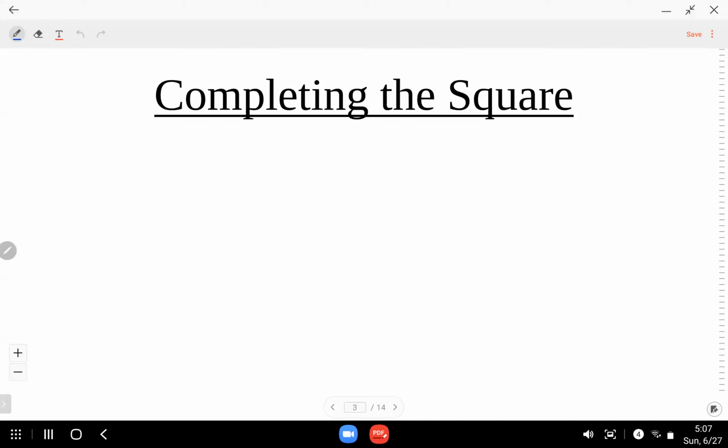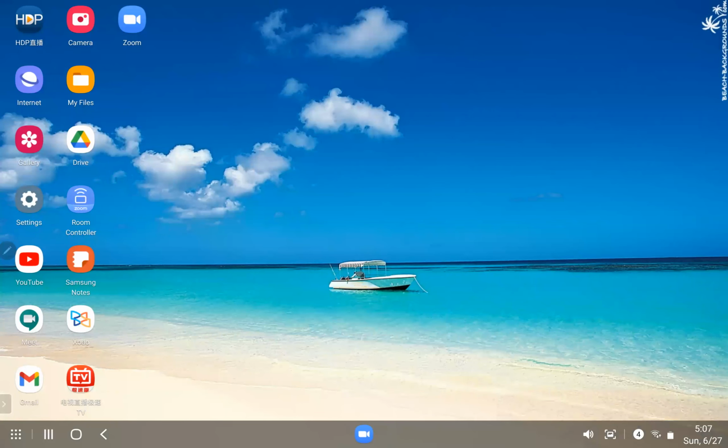So completing the square. How will we do that? Okay. So does anybody know anything about completing the square? Okay, so completing the square.